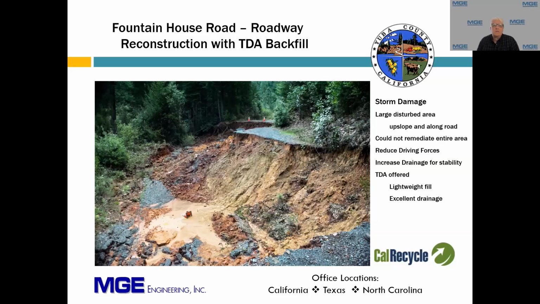We also wanted to increase the drainage within the reconstructed embankment so we could increase the stability and also control any ground and surface water that was getting into the site. So TDA offered both the lightweight fill advantage and the excellent drainage. We tried to maximize the use of TDA within this reconstructed embankment so we could achieve the goals of reducing the driving forces and increasing the drainage for stability.